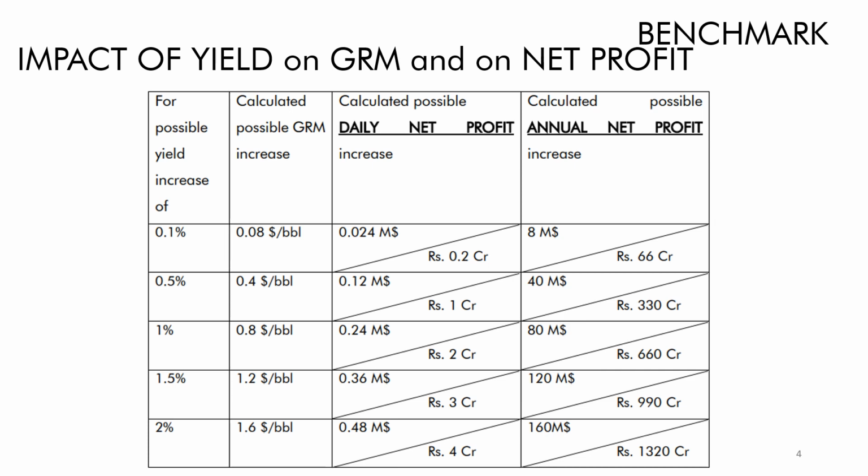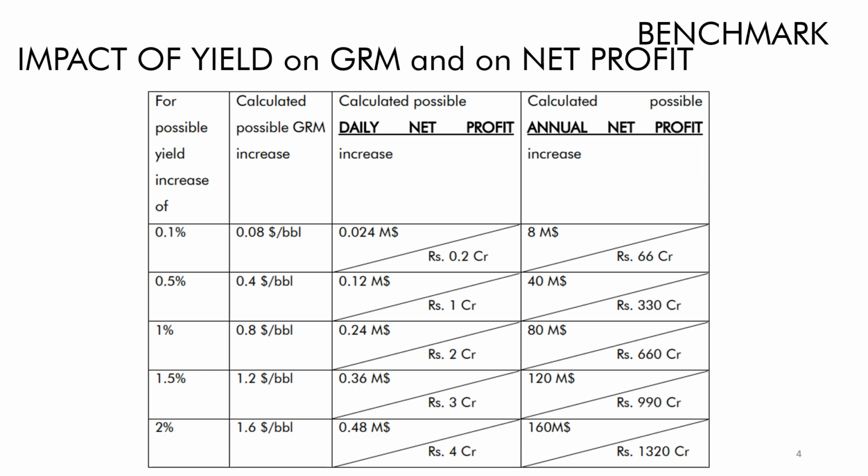For example, this table shows the impact of yield on GRM and therefore the net profit. So this table shows the impact of loss of yield for say 0.1% loss of yield, 0.5% loss of yield, up to 2% loss of yield. So for example, if there is a 2% loss of yield for a particular refinery, this shows that the impact is about $1.6 a barrel.